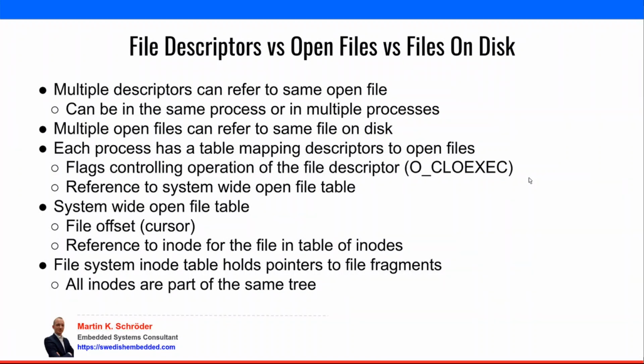But the file can still be open. It doesn't mean that the file is completely closed. It can still be opened by another program, using another descriptor to point to the same open file. The system-wide file table contains the open file structure, which contains the cursor of the file, which is the current position where you read or write data, and that structure also references an inode.